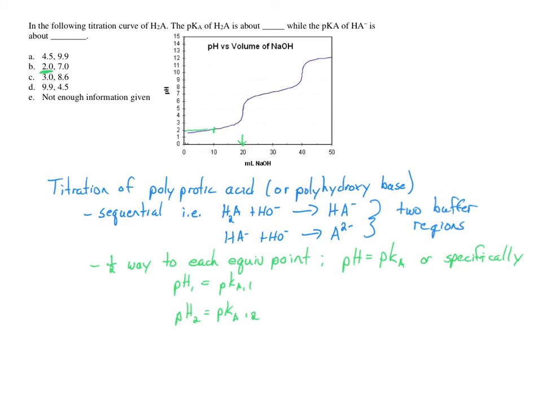the second pKa. The second equivalence point is going to be about 40. That's where we have this next huge jump. So at about 30 is halfway to the equivalence point. It's somewhere about 6 or 7. So B is going to be our correct answer.